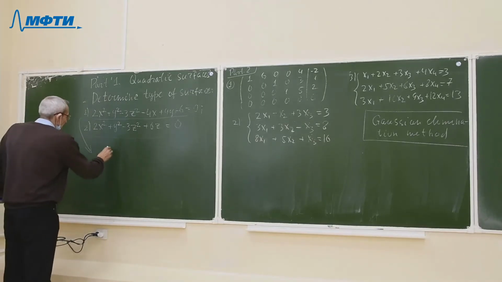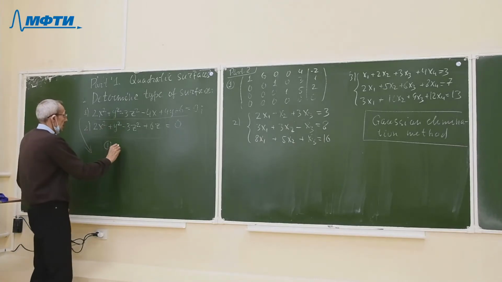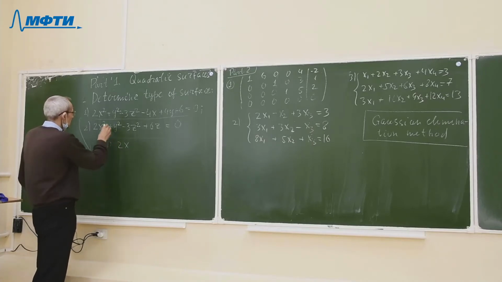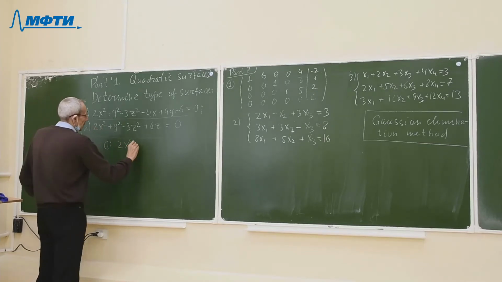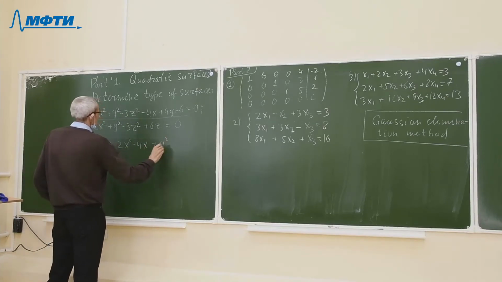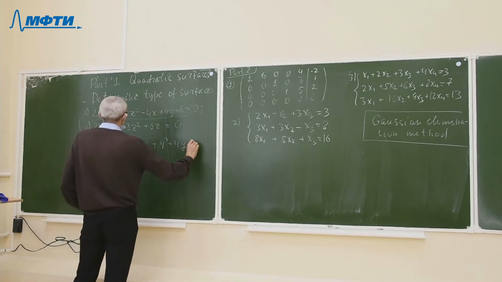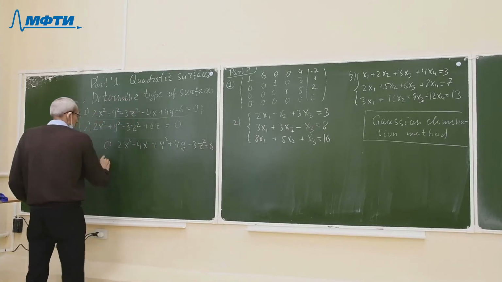For example, let's simplify the first formula. Let's group the terms containing the variable x: x square minus 4x plus y square plus 4y minus 3z square plus 6 is equal.